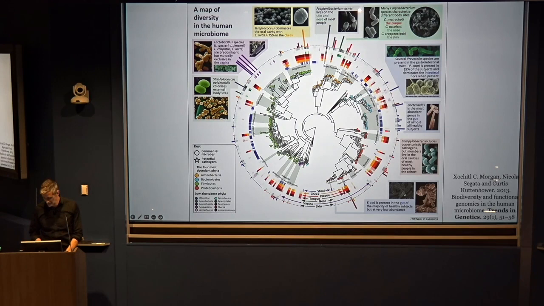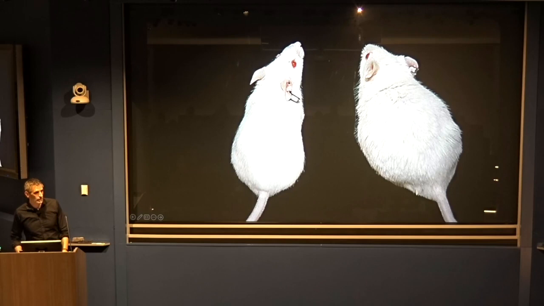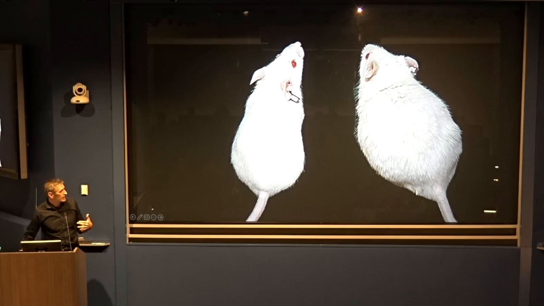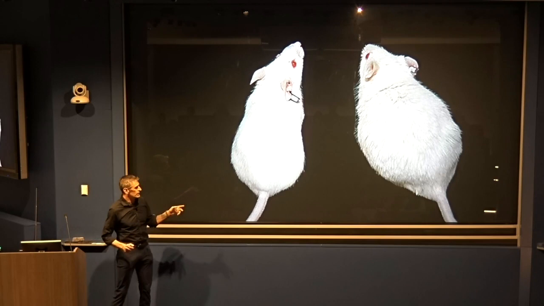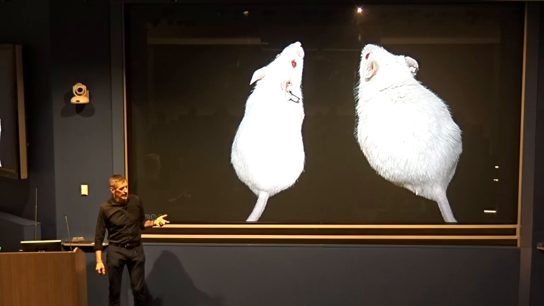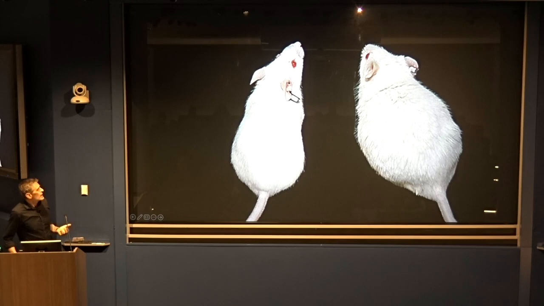And these microbes have an effect on our physiology. So this picture of two mice, these mice are brothers. They're from the same litter. And this is work done by my colleague Susan Erdman in the Department of Comparative Medicine at MIT. And what she did is one of these mice was raised with a probiotic, a Lactobacillus reuteri, put into its drinking water, and the other was not.